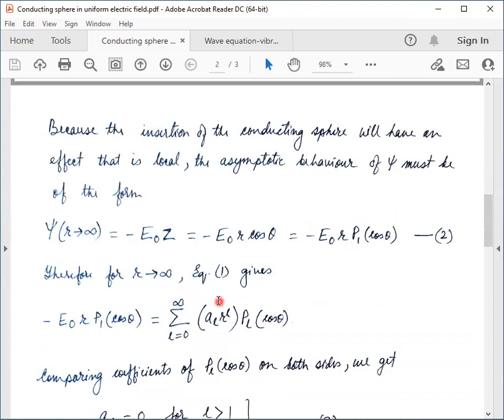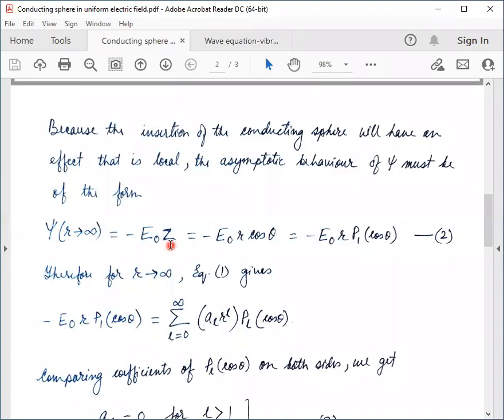Because the insertion of the conducting sphere will have an effect that is local, the asymptotic behavior of psi must be of the form, that is, when r tends to infinity, psi must be of the form minus E0 times z. This was the value of the original field. I repeat, the insertion of the conducting sphere will have an effect that is local. The asymptotic behavior of psi must remain unchanged. That is, psi when r tends to infinity should be of this form.